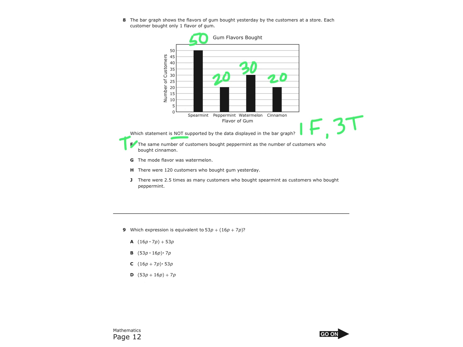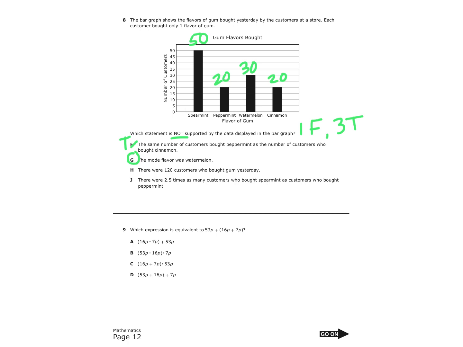Okay, answer G says the mode of flavor was watermelon. Mode means the one that's the most popular, or the most customers in this case. I don't think that's right. So I think this is probably a false statement. Spearmint was the one that was bought the most. Let's take a look at the rest of the answers.